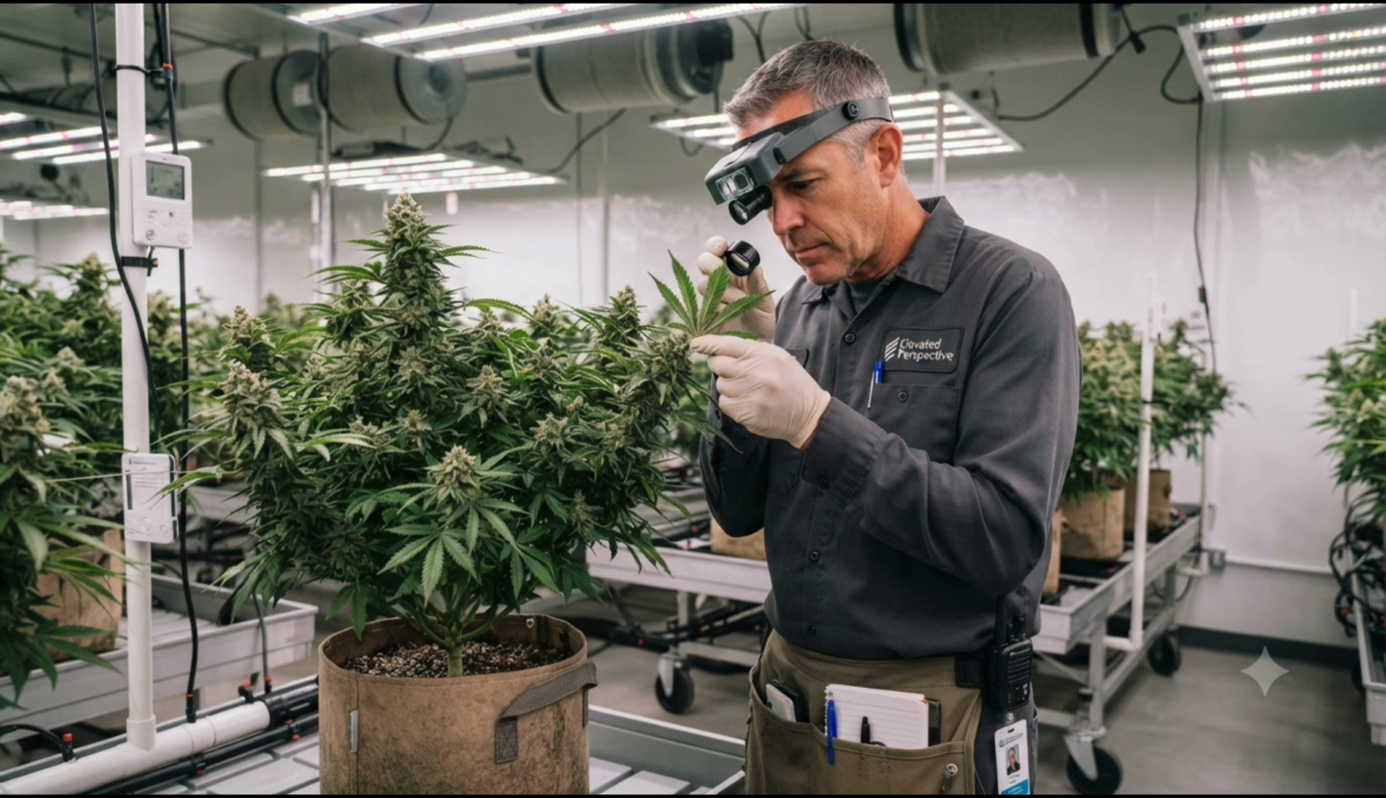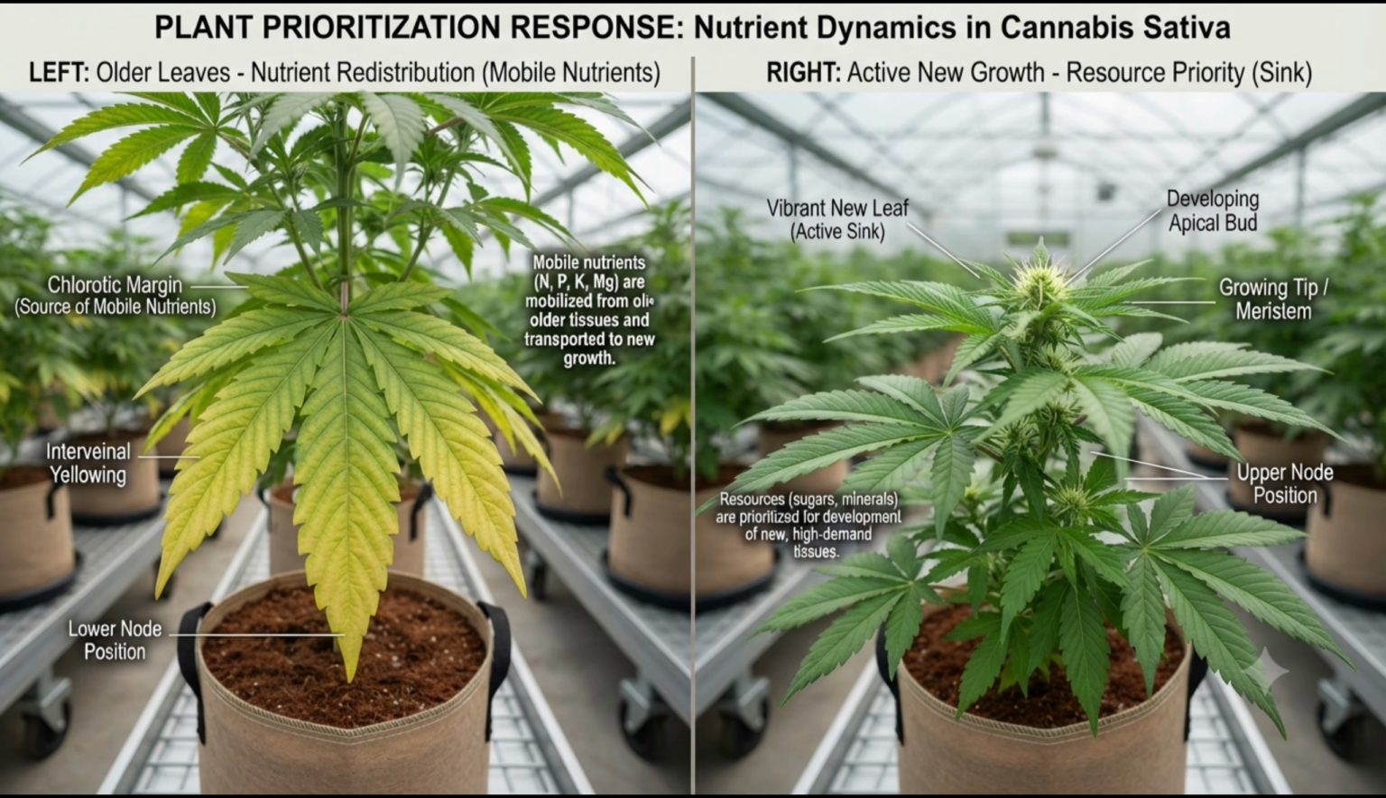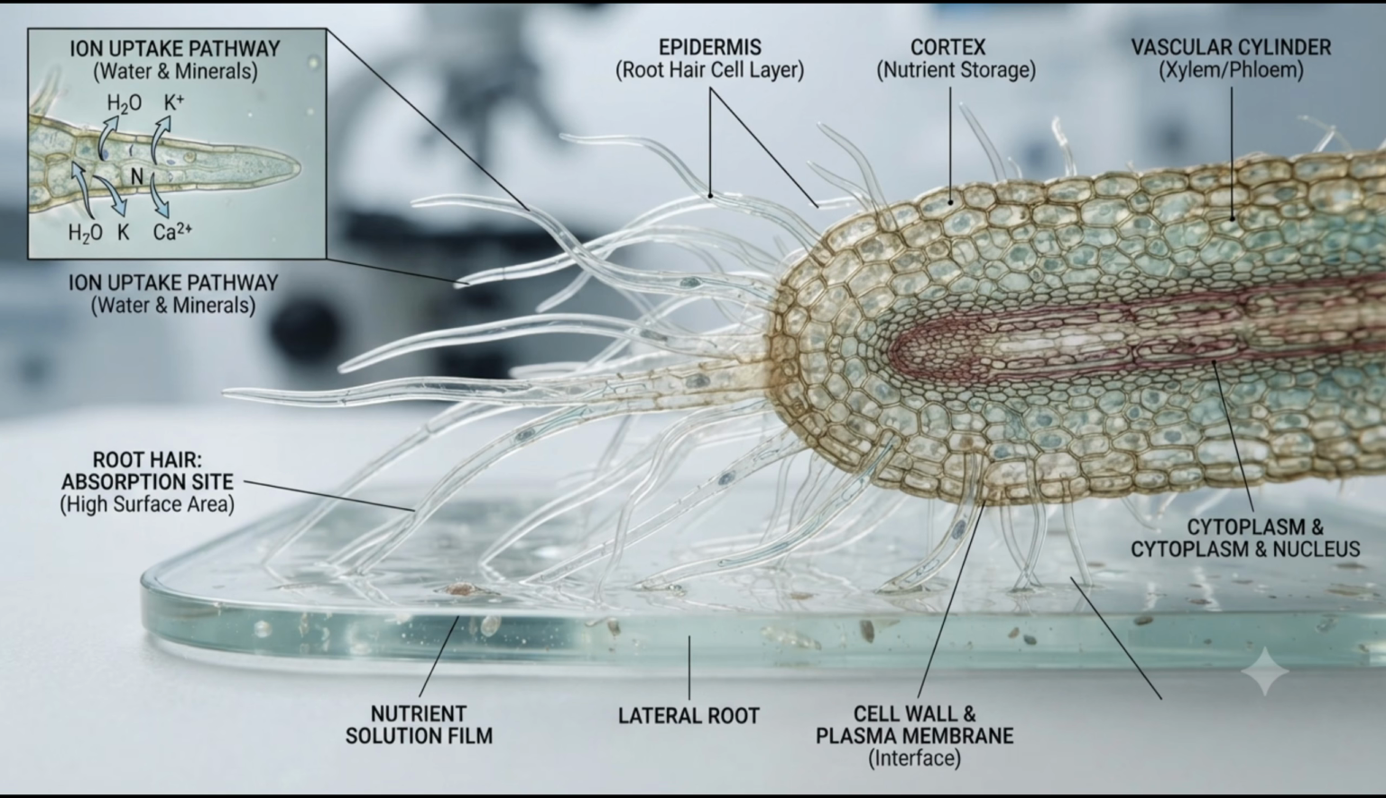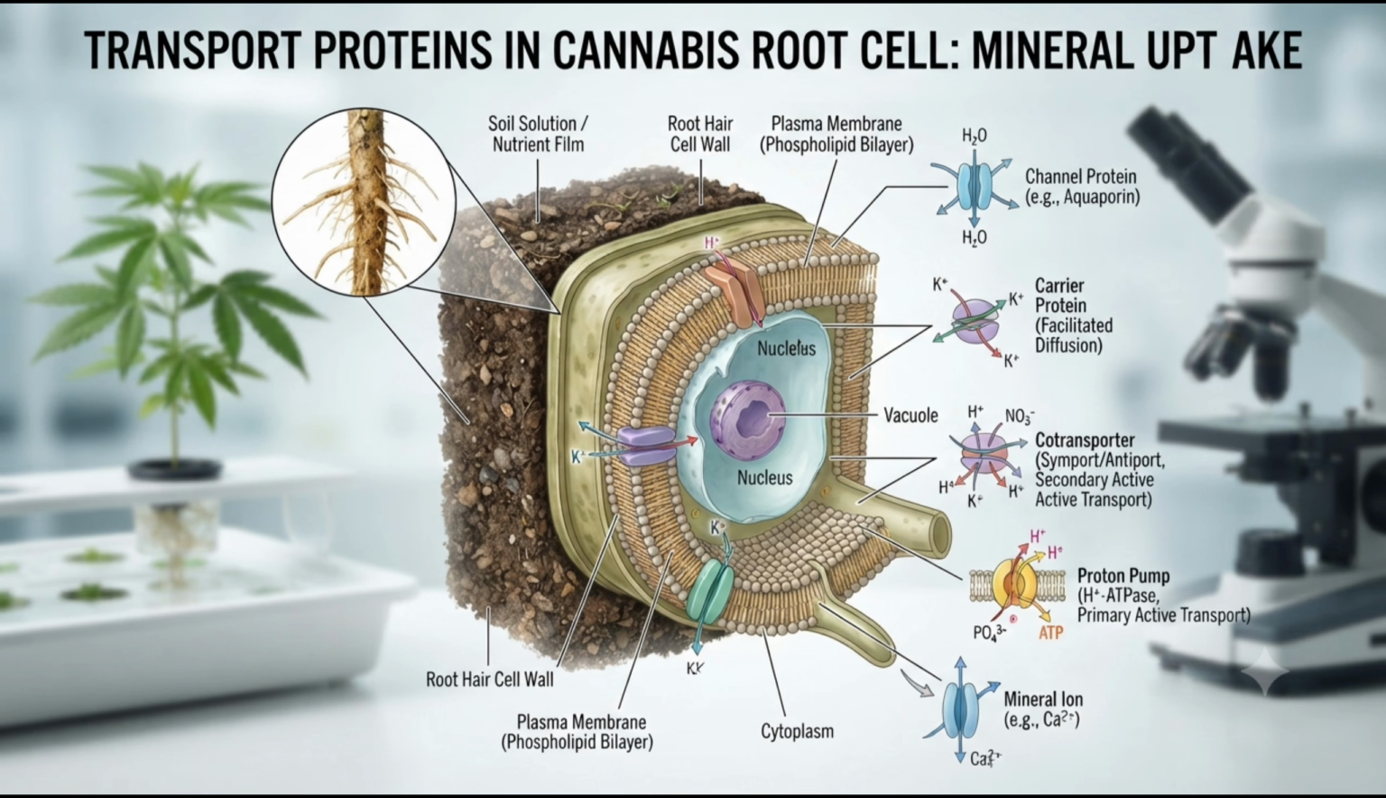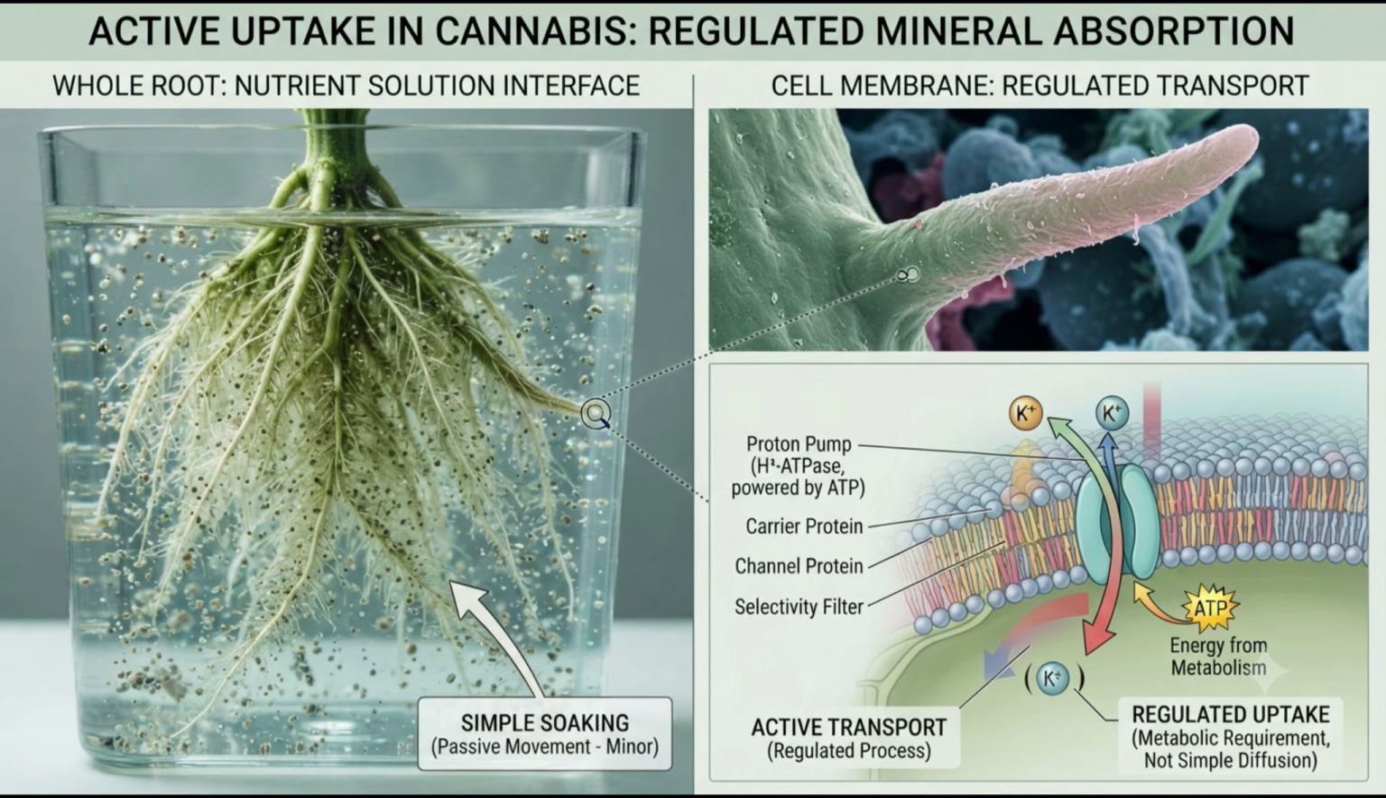At the root interface, nutrient uptake is governed by membrane transport proteins that regulate ion flow based on internal concentration, external availability, and metabolic demand. This is not passive diffusion. It's an active biological selection process where the plant continuously evaluates its internal chemistry and adjusts uptake behavior in real time.